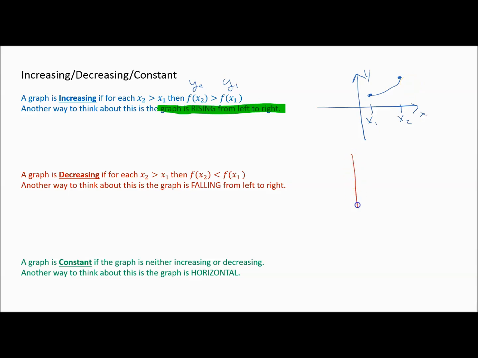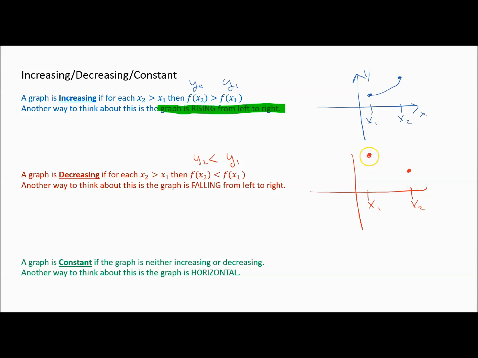On the other hand, decreasing, and I'll draw a graph to represent that. Notice once again it says for each x2 bigger than x1. So along the x-axis I need to draw an x1 and an x2 so that x2 is bigger than x1. Exactly the same setup we had for increasing. But here's the difference. f of x2 is the same as saying the y value at x2, and f of x1 is the same as saying the y value for x1, but it's saying the y2 or f of x2 is smaller than f of x1. So the y value at x2 is smaller than the y value at x1.